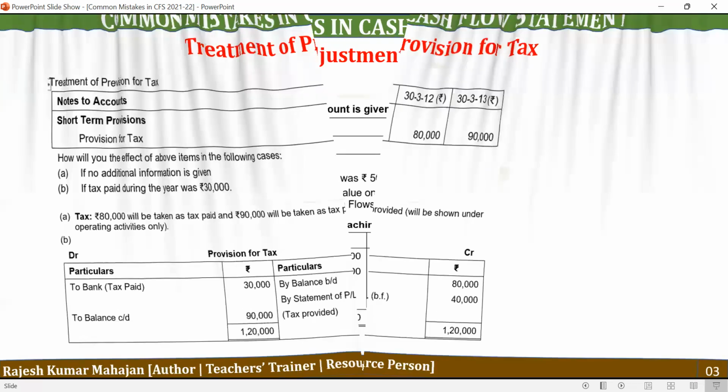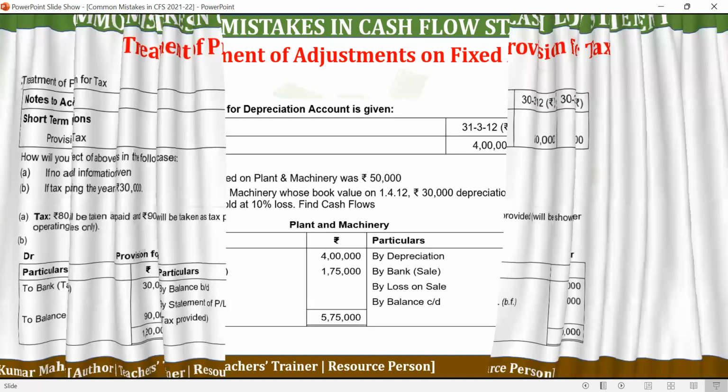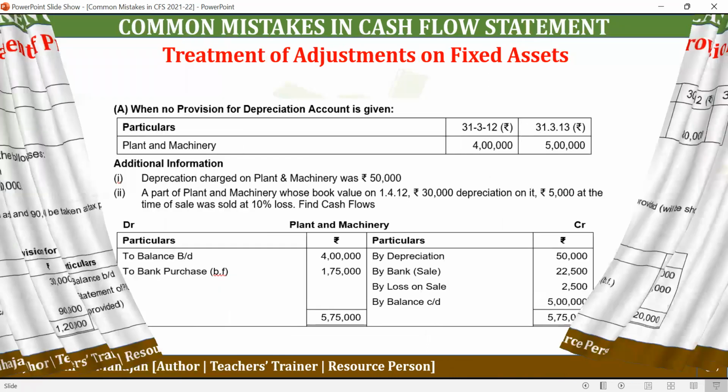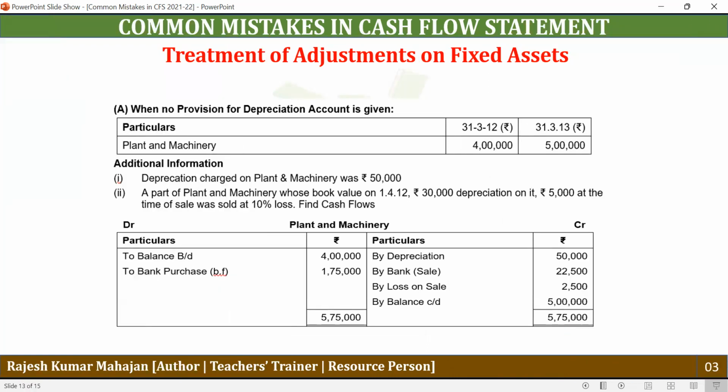And now I'm going to consider the adjustment on the fixed assets. Under this, we have considered two cases. Let's have a look at the first case. Under the first case, you are not given the provision for depreciation. Provision for depreciation is known by different names, just like accumulated depreciation, reserve for depreciation, or three to four different names are given.